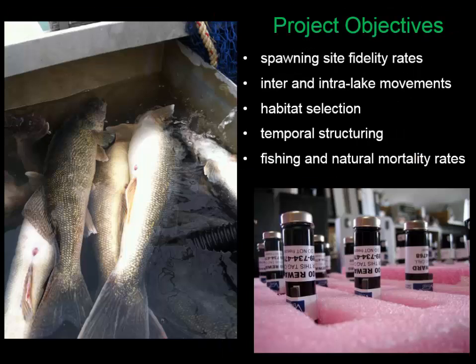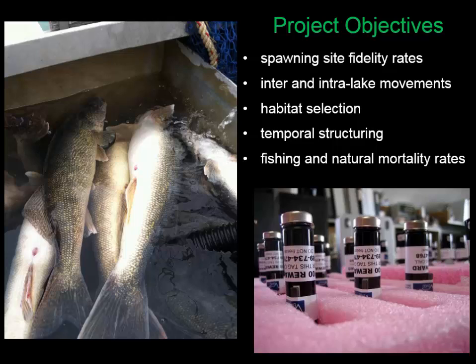A lot of these project objectives vary, but overall you can lump them into a few broad categories. One is looking at spawning site fidelity rates. If a fish spawns in the Maumee River, how likely is he, or she, to go spawn somewhere else in successive years? Inter and intra-lake movements. What fraction of this cohort goes up to the north or out to the east? Habitat selection. Where are these fish going, at what time of the year, and potentially why? Temporal structuring. How does this vary through the course of the year?